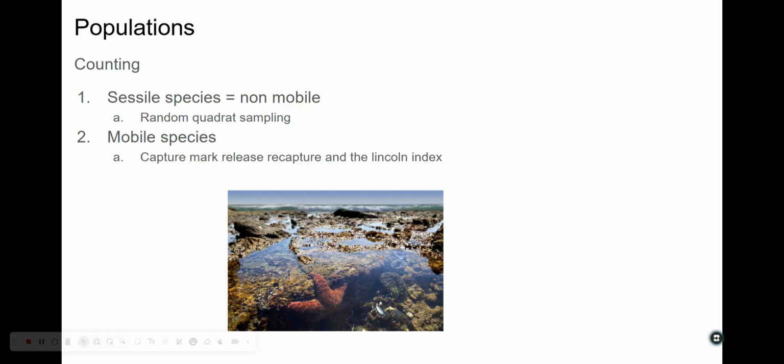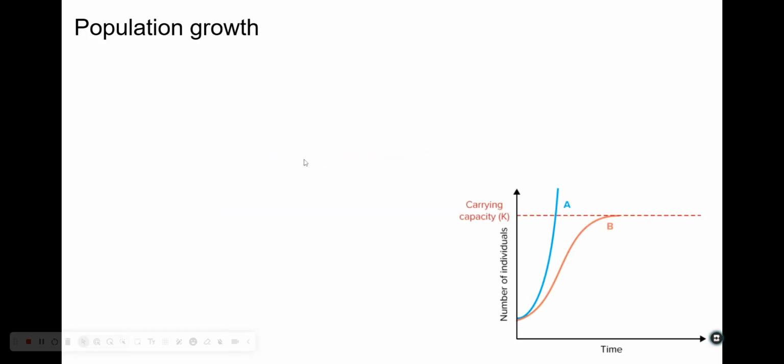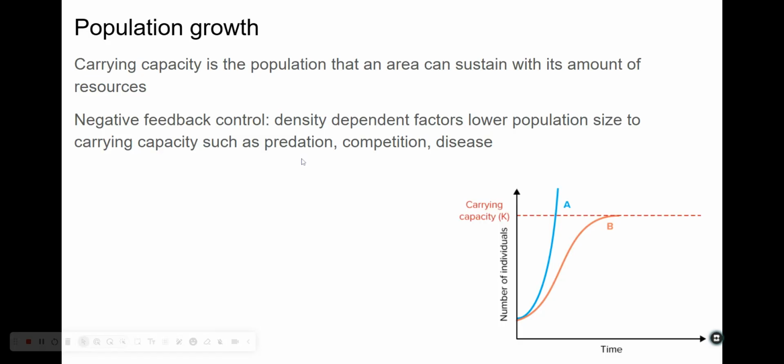Remember to wait a little bit of time after you release them before you recapture them, and to make sure that whatever you've done to mark them does not affect their viability, right? And so doesn't affect their ability to survive. Now, we also have our population growth, and so populations will grow until they reach carrying capacity, and so this is the amount that an area can sustain with its resources. And so this is the population size that it stabilizes around, right? It will fluctuate around it, go up and down a little bit, but it'll be around carrying capacity.